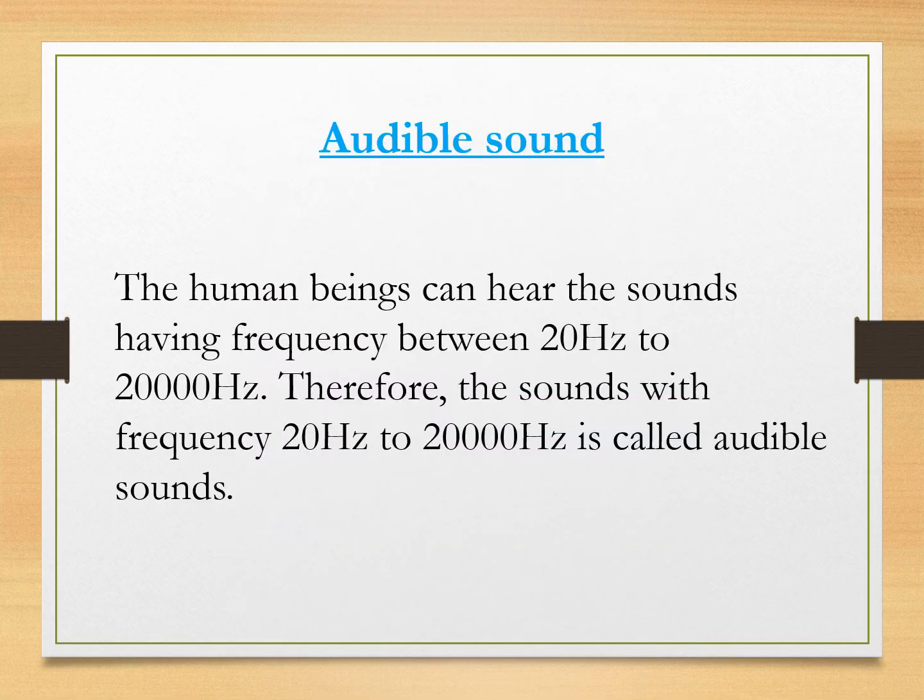Now next point is audible sound. Which sounds can we hear? We can hear only the sounds whose frequency is in between 20 Hz to 20,000 Hz. Okay, therefore the sounds with frequency 20 Hz to 20,000 Hz are called audible sound.